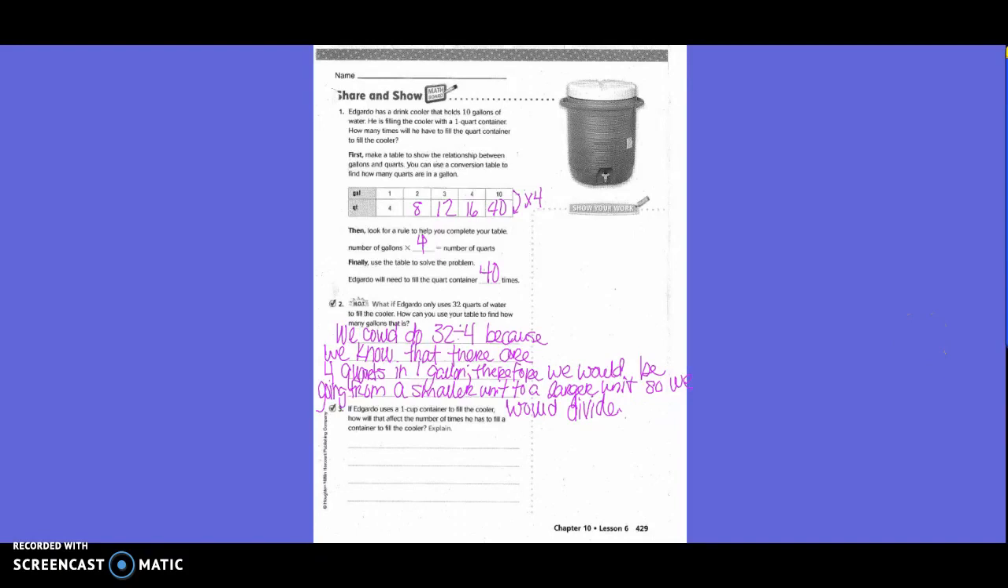Number 3, if Eduardo uses a 1-cup container to fill the cooler, how will that affect the number of times he has to fill a container to fill the cooler? So will he have to fill it more times? Yes. Okay, he will have to fill it more times.